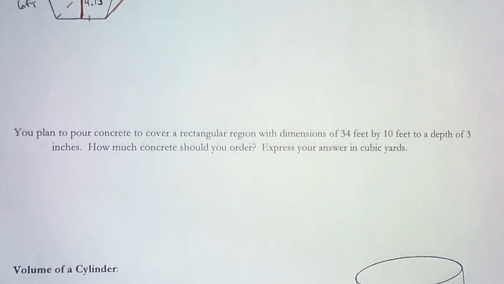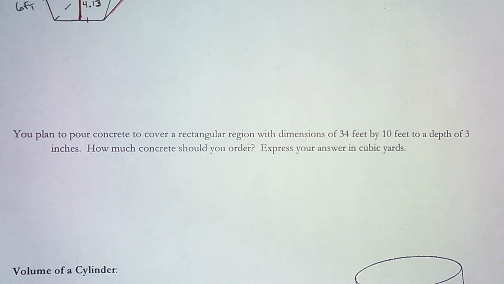And the last problem we'll do on volume of a prism: you plan to pour concrete to cover a rectangular region with dimensions of 34 feet by 10 feet to a depth of 3 inches. How much concrete should you order? And we're going to express our answer in cubic yards, because when you order concrete, you order cubic yards.